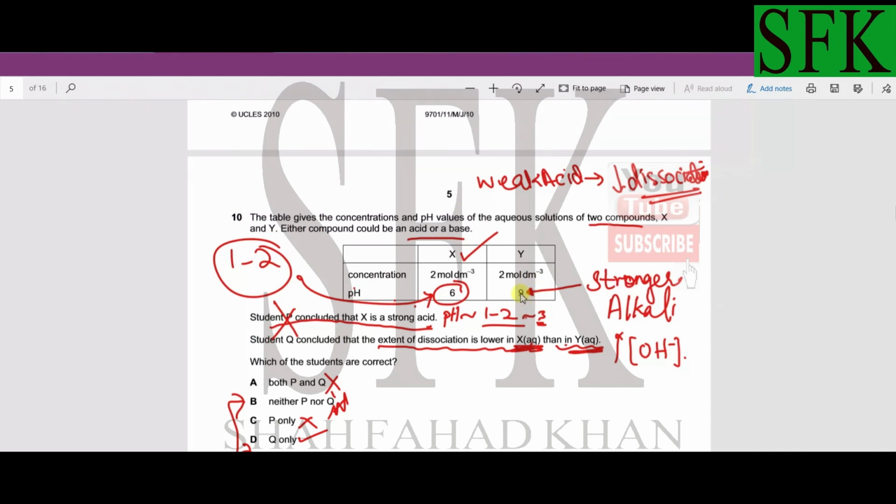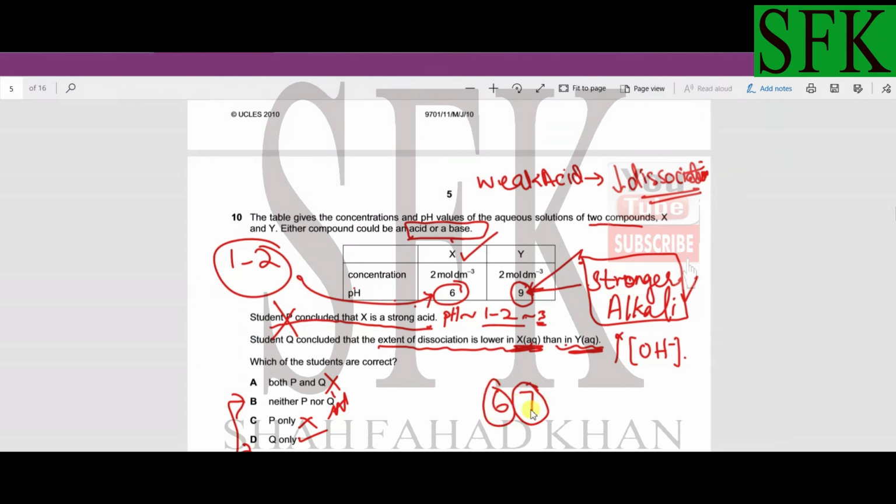Now let's check the pH of Y. Okay, the pH of Y is 9. 9 indicates that it is a strong alkali. Okay, it is an alkali because they told us in the question that they can be an acid or a base. So it has to be an alkali. And by the way, it is farther apart from the neutral range. The neutral pH is 7, right?